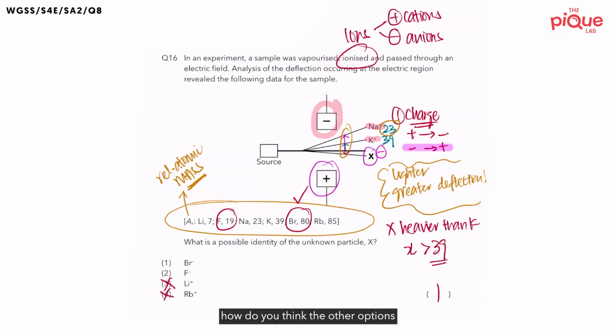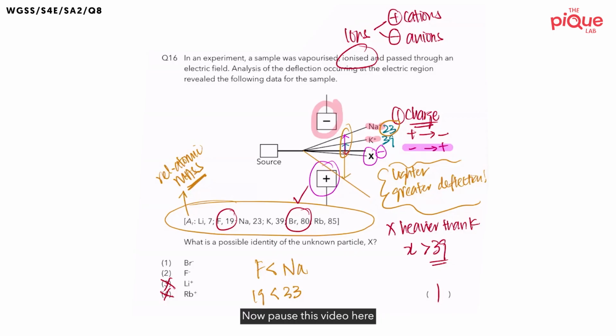Now that we have the answer, how do you think the other options will look like on this diagram? Let me draw F- for you. Since F- or fluoride ion is negatively charged and has a mass of 19, the mass of fluorine is lesser than sodium. 19 is less than 23, which means that fluorine is going to be deflected even more than sodium. But since it's negatively charged, it will be deflected towards the positive plate. So how I will draw this is like this, so that the deflection, as you can see, is even bigger than sodium.